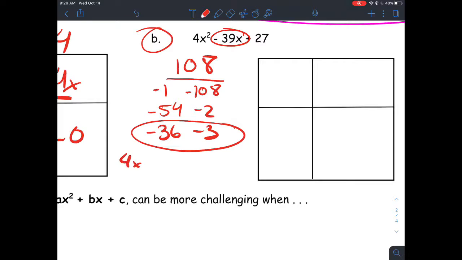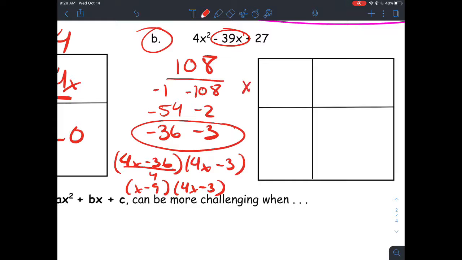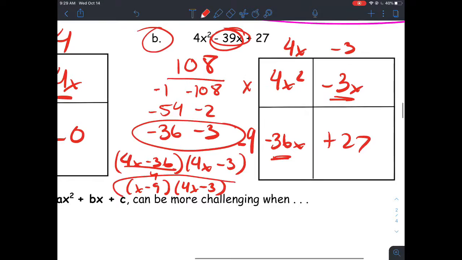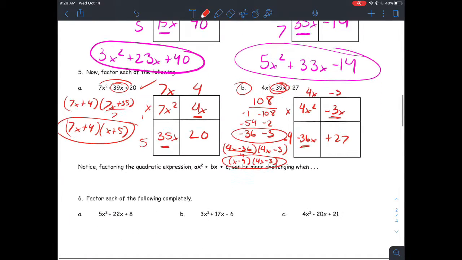So we get 4x minus 36, 4x minus 3. And we're going to take a 4 out of here. We get x minus 9 and 4x minus 3. And we can go ahead and write that in. We get x and negative 9, and then a 4x and a negative 3, right? So we get 4x squared minus 36x minus 3x plus 27. So these guys add to give us our negative 39. So this is going to check out as our answer.